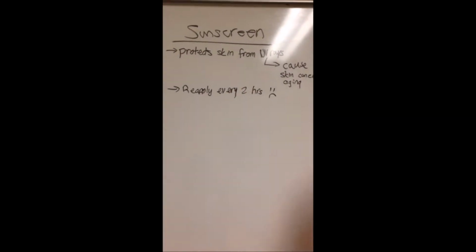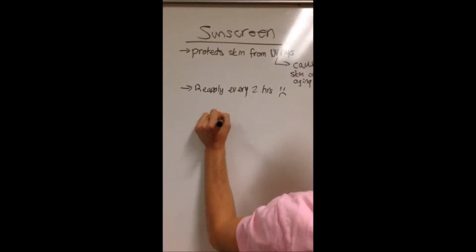Current recommendations state to reapply sunscreen about every 2 hours to maintain a safe level of protection. Well-applied sunscreen will have an area density of about 2 milligrams per square centimeter.